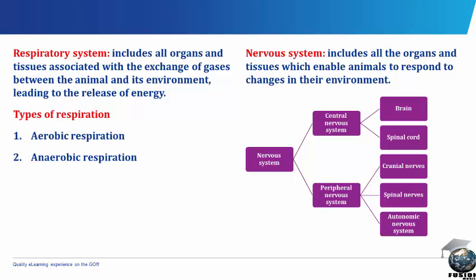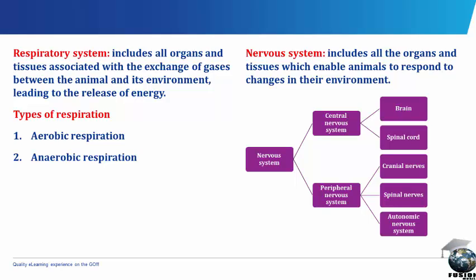It can be represented by the equation C6H12O6 plus 6O2 will give you 6CO2 plus 6H2O plus energy, that is glucose plus oxygen to give you carbon dioxide plus water and energy in form of ATP.